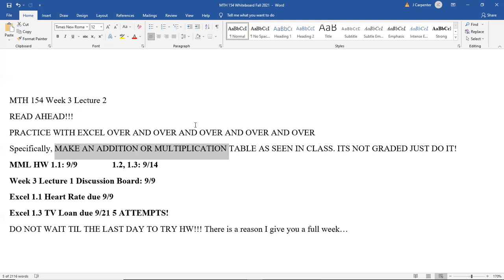The TV loan, we actually did something very similar to that in class. Was that 2 days ago? I think that was 2 classes ago. 2 classes, not 2 days. So that might be a little helpful, but there is something different about the actual Excel homework, obviously, because I don't want to give away everything. And when you go to the homework, you'll see that.